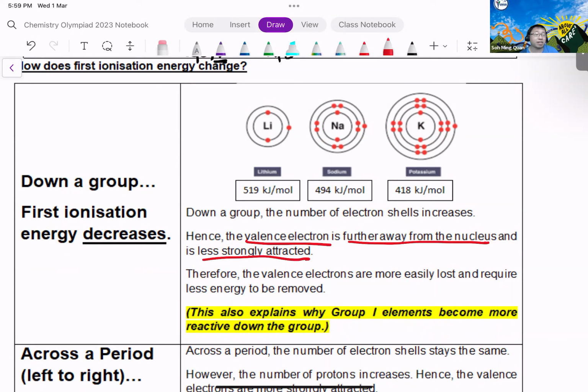All right. And this also explains why group 1 elements become more reactive down the group. Potassium is very reactive. Potassium is more reactive than lithium. If you throw lithium into water, it doesn't catch fire. If you throw potassium into water, it catches fire and can explode. My students, I've demonstrated this to you in the lab. We threw potassium into water, it caught fire, whereas sodium doesn't. This shows you that potassium is more reactive than sodium. Group 1 elements become more reactive down the group because it becomes easier and easier to lose the valence electron.